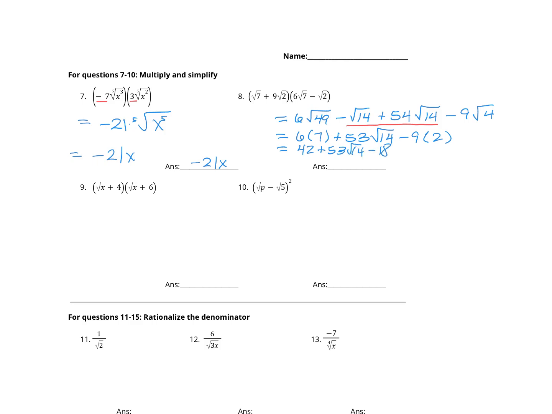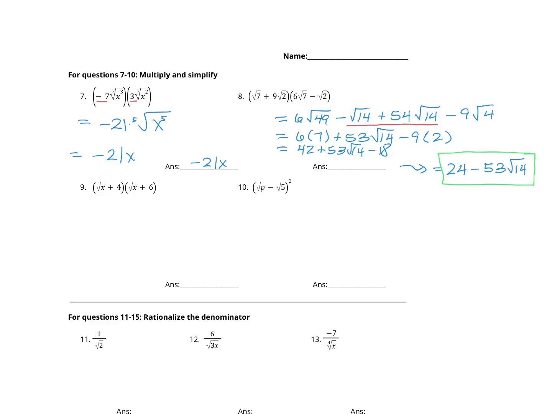We don't have much room left, but that's going to equal 42 minus 18, which will be 24, I believe. It should be 24. And that's going to be plus 53 square root 14. And again, because we ran out of room, I'll draw a little box around there to keep that all together for us.